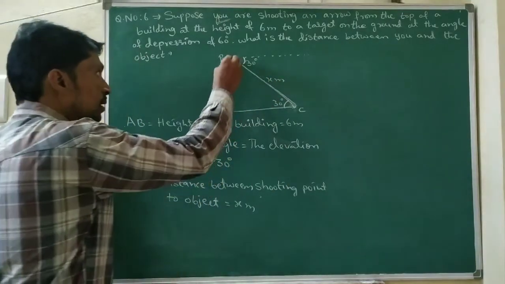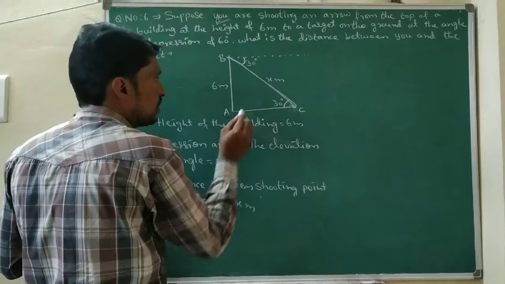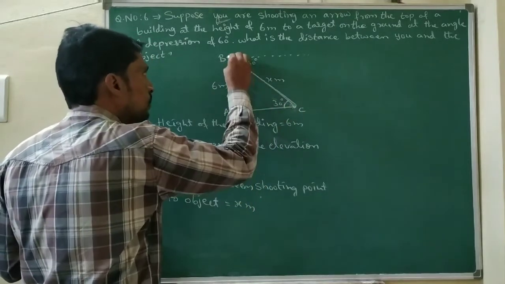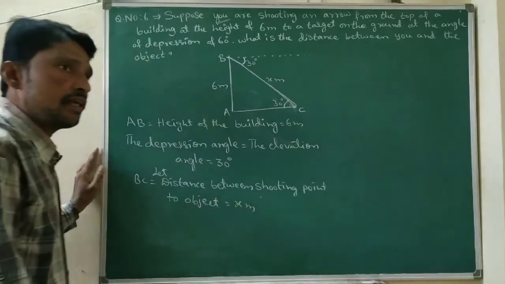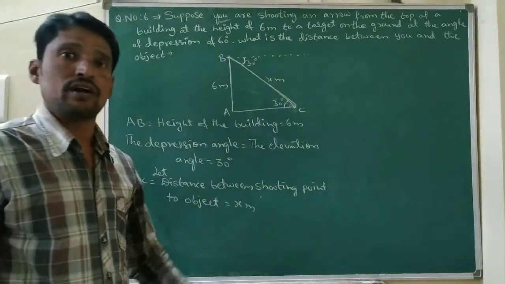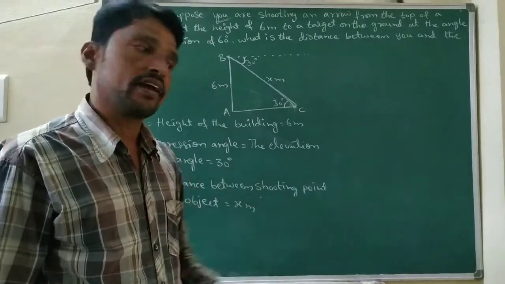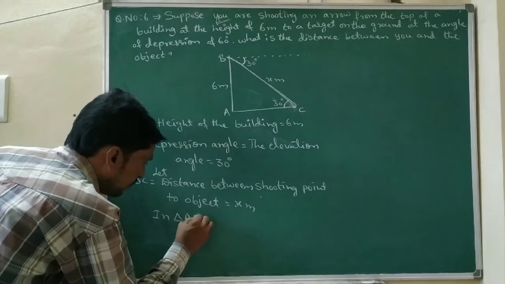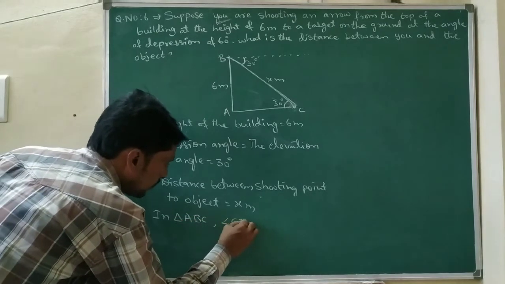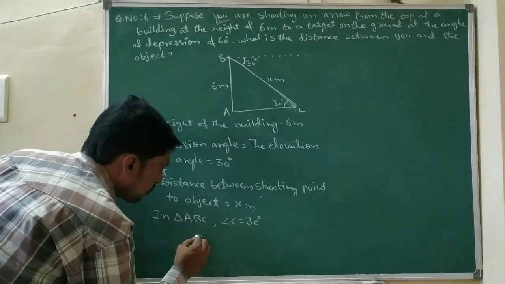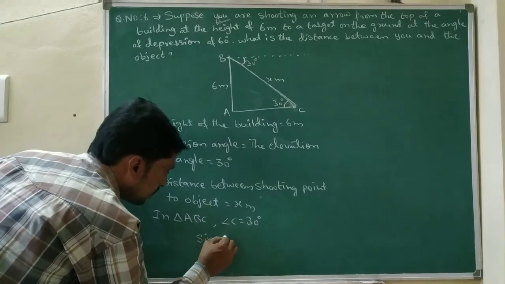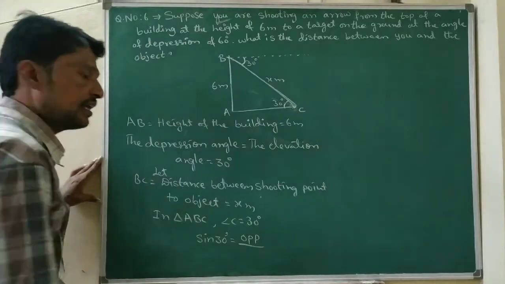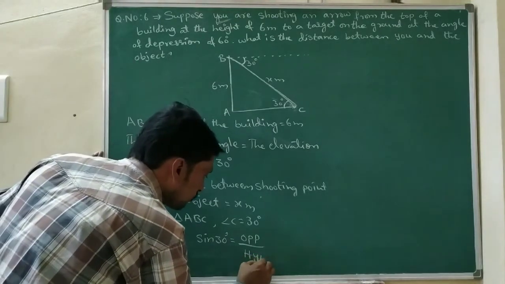So in triangle ABC, angle C equals 30 degrees. So opposite to 30 degrees is AB and BC is the hypotenuse. Opposite and hypotenuse, what is the trigonometric ratio? That is sine. So in triangle ABC, angle C equals 30 degrees. So now I am taking sine 30 degrees equals opposite to angle 30 degrees by hypotenuse.